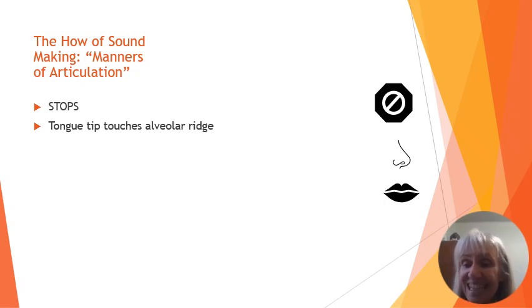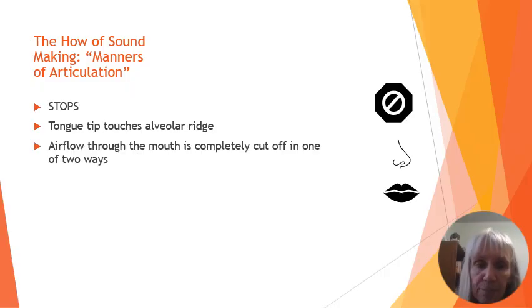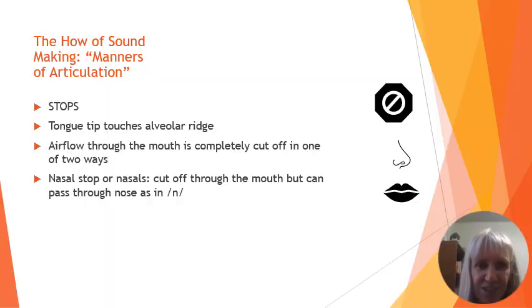If you run your tongue on the back of your teeth, you'll find a bumpy ridge, and that's your alveolar ridge. So if the tongue tip touches the alveolar ridge, we're going to completely obstruct the airflow in the mouth. It's not going to come out of the mouth. It may, however, come through the nose, and if it does, that's called a nasal stop or a nasal. And it's cut off through the mouth, but it can pass through the nose. And we hear this in the sound, sound. It's coming through the nose.